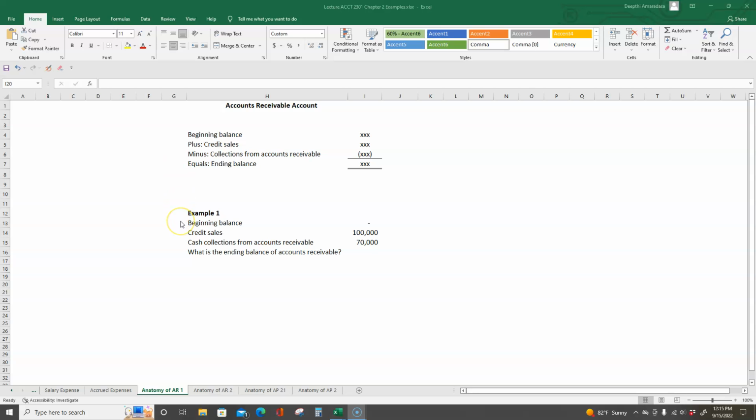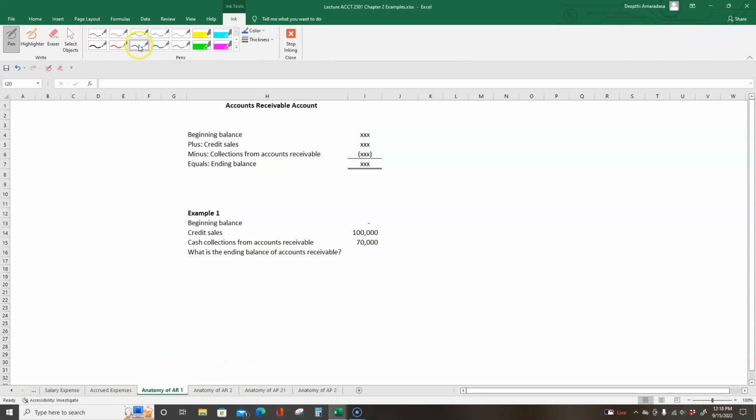Let's take a look at an example. In this example, they've told us that the beginning balance is 0. Credit sales are $100,000. Cash collections from accounts receivable is $70,000, so they collected $70,000 from customers to whom they've already provided services before, and they want to know what is the ending balance of accounts receivable. So all you need to do is just use this formula and calculate the ending balance.